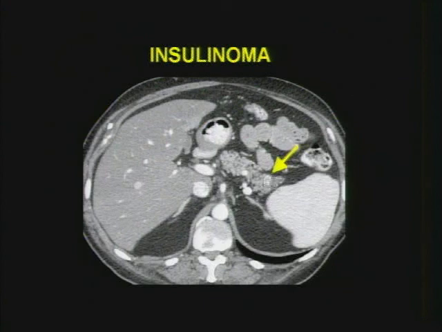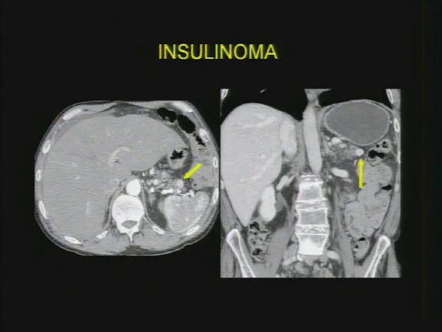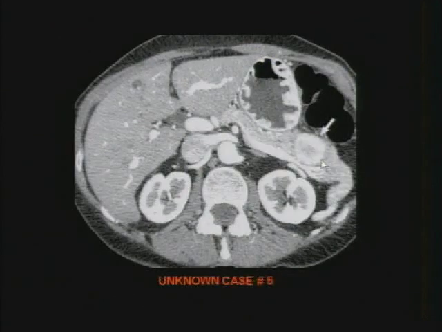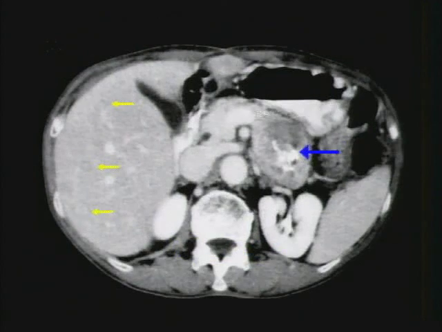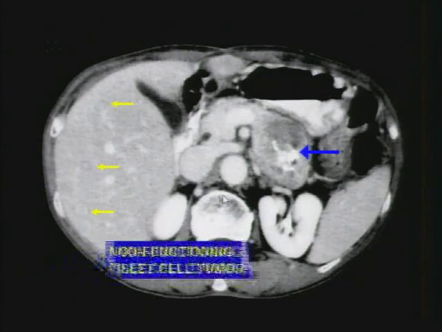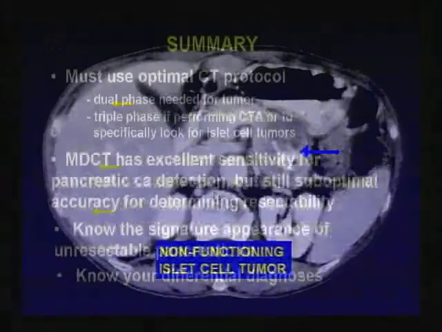Classic appearance, intensely enhancing small lesion in the pancreatic tail, the typical appearance of an insulinoma, and here's another one. And this was unknown case number 5, a larger lesion sitting in the tail, again, intensely enhancing. Now, what do you think this might be? Clearly it's malignant, pancreatic tail mass, gastrinoma. In this last case, where we have a large tail mass, again malignant, we have liver mets, and there's calcification. Remember that in 25% of these, there will be calcification, and this was a non-functioning islet cell tumor.